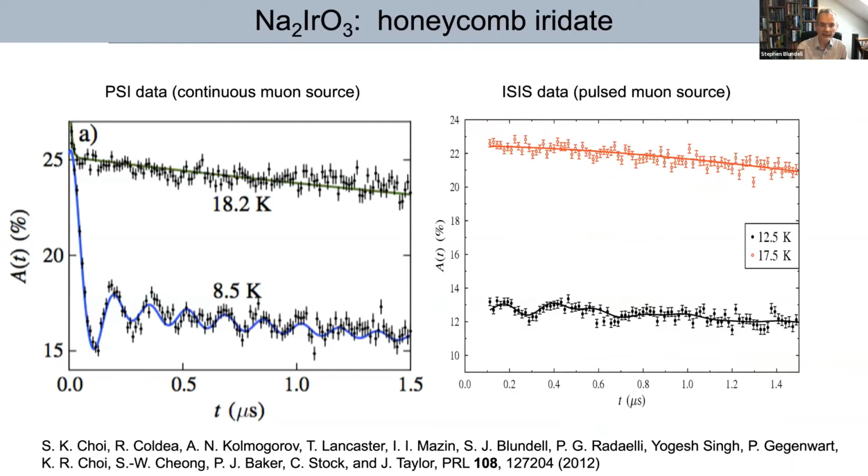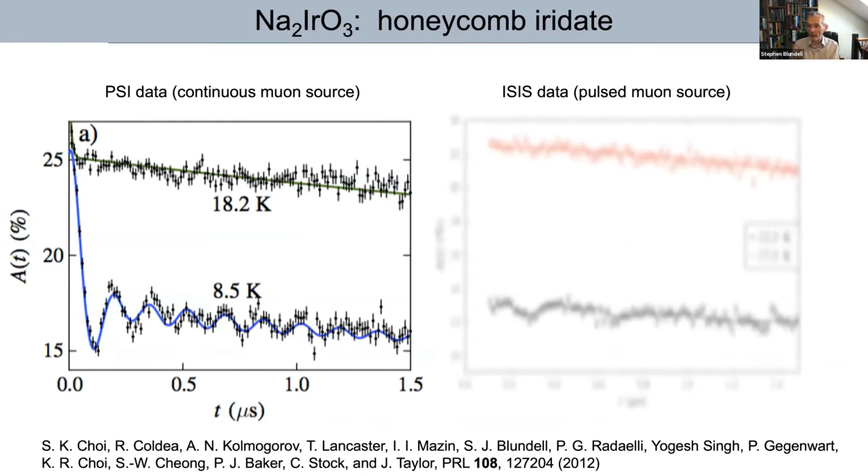Now, actually, these data were taken at PSI, although we first took a data set at ISIS. And the ISIS data you can see on the right, and you can see that there's a problem with the ISIS data. It's essentially because the problem with the pulse source is you don't have high frequency resolution. And so those oscillations are wiped out. So the problem, if you like, with a pulse source is you have a blurred vision of the world. You don't have that fine time resolution.